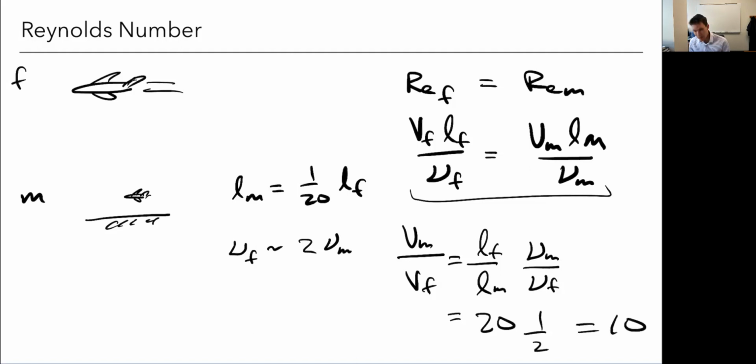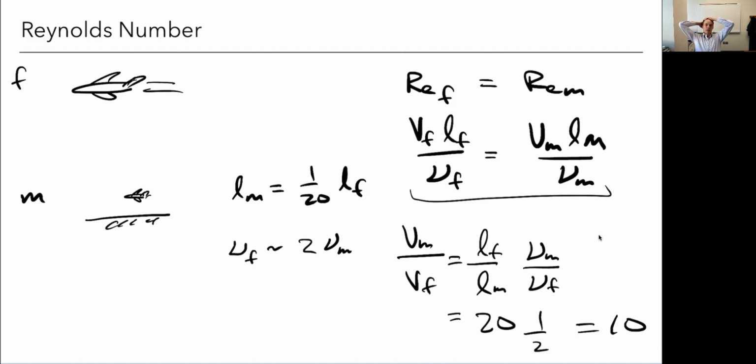So that's 10. So in other words, this is saying for me to match the Reynolds number, I need to run my wind tunnel at 10 times the speed that the full scale airplane is flying at, which is impossible, right? That's exactly what I did not want to happen. I wanted to run it much slower. So how do I do that? How do I match Reynolds number? Turns out it's actually really hard, and often we can't.